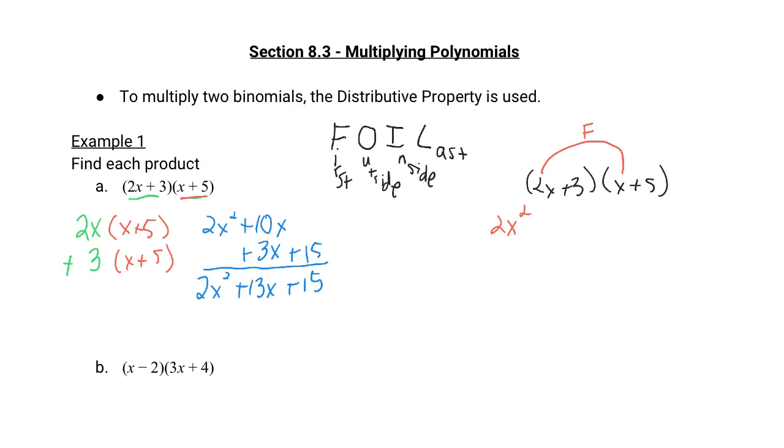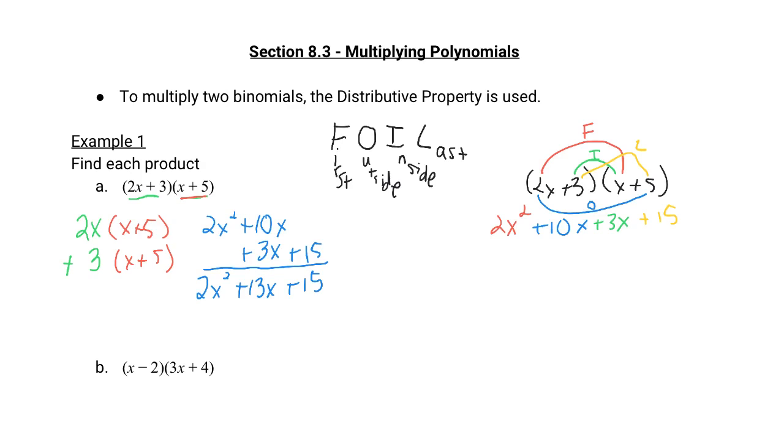O is going to be outside terms. So 2x times 5. That's the O. So 2x times 5 is plus 10x. I is the inside terms. 3 times x. That's plus 3x. And L is going to be last term times last term. So 3 times 5 is plus 15.